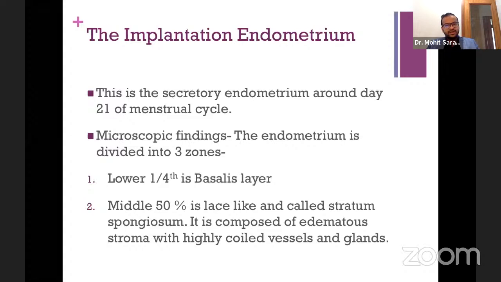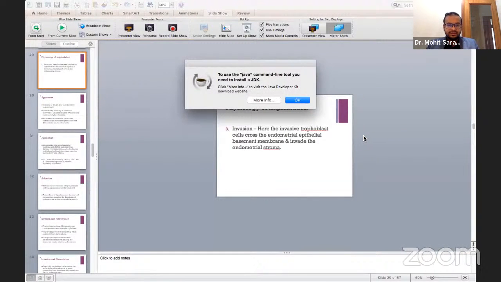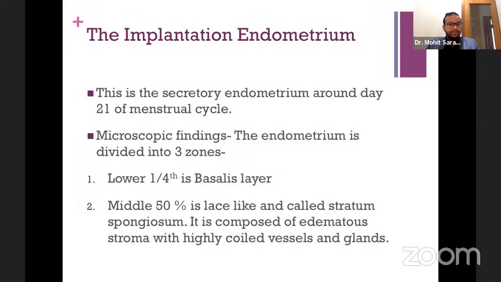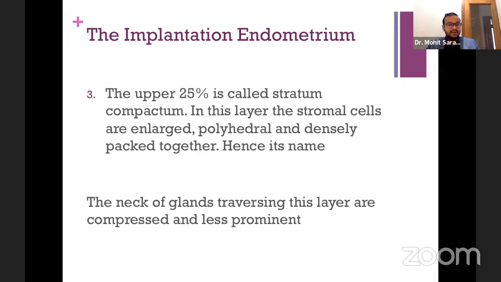Now, if you look at the implantation endometrium, this is found around the 21st day of the cycle. The endometrium at this stage is divided into 3 zones. The lower 1/4 is the basalis layer we know about. The middle 50% is known as stratum spongiosum because of its sponge-like characteristic. Now, at this stage, it is composed of edematous stroma with highly coiled vessels and glands. And the upper 1/4 is called the stratum compactum because of its compact structure.